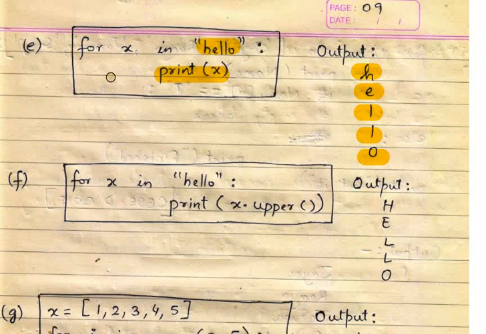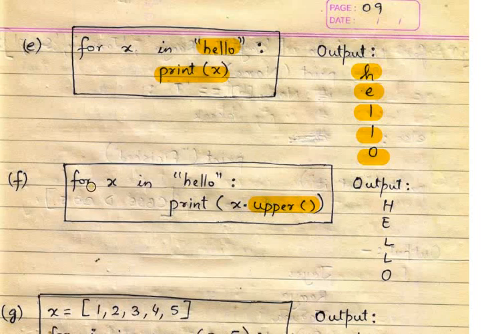This is the example which says that we are only printing the value of x. However, we can change the value of x as well while working on the iteration. It means we can perform some operation on it as well, like in the next example. This question says, for x in hello, we have to print the value of x.upper. What upper does is convert the character into uppercase. So that uppercase value will be getting printed.